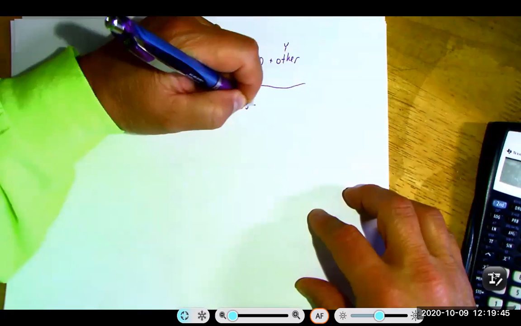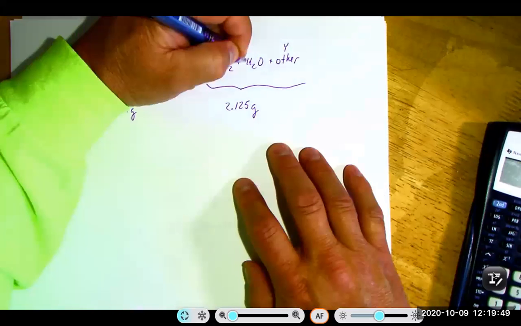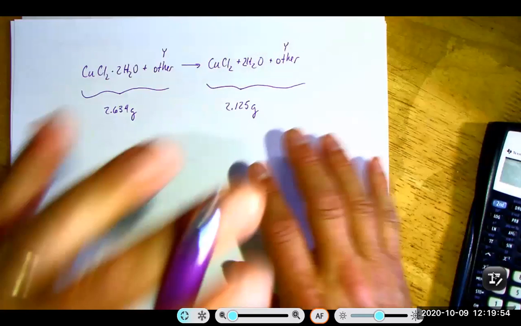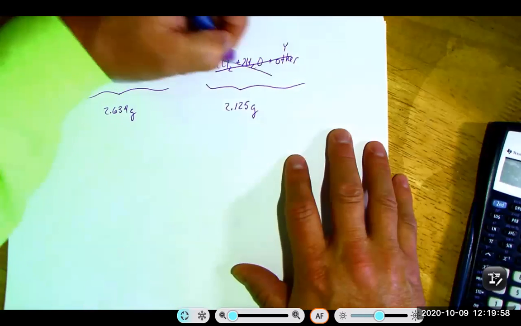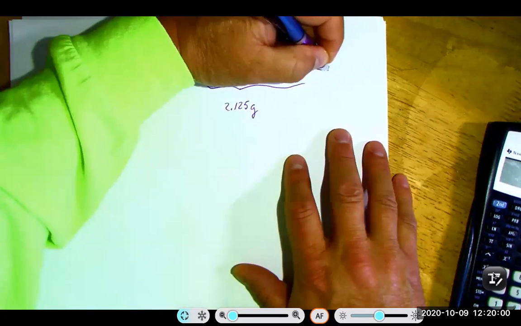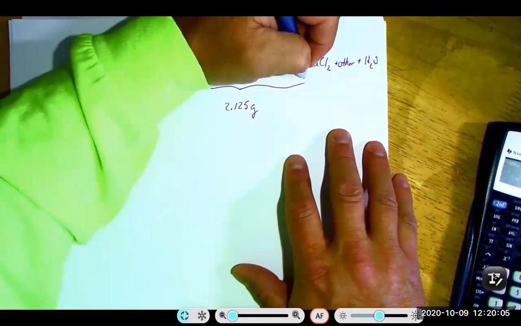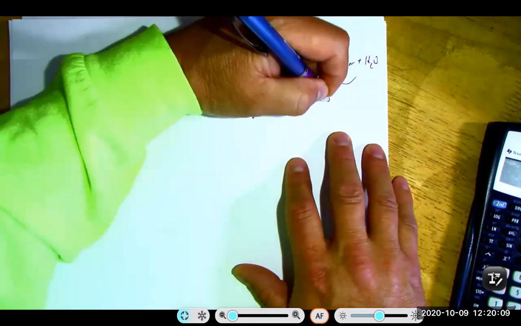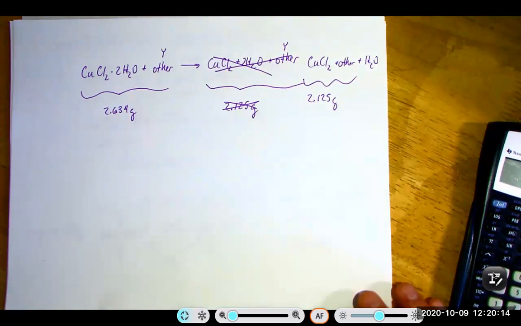So here, I should say, this is not quite correct. I'm going to cross this off, and I'm going to write CuCl2 plus other plus H2O. And I'm going to say this weighs 2.125 grams. Because the H2O has been heated and it's left the test tube. So are you with me here?